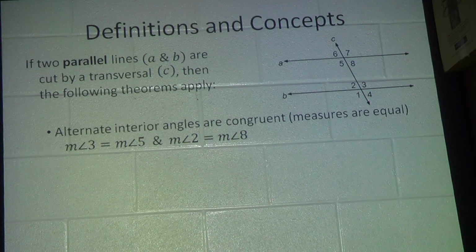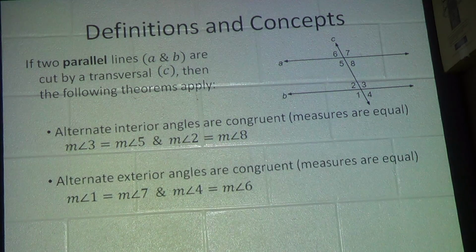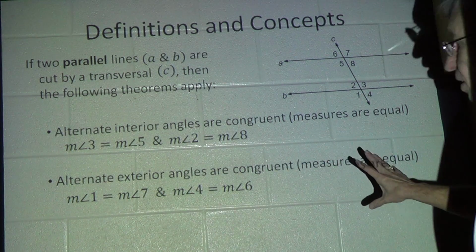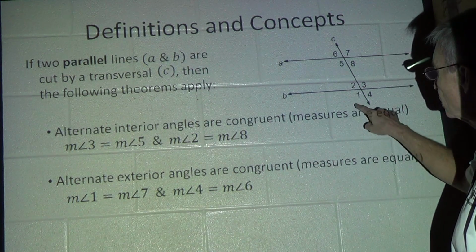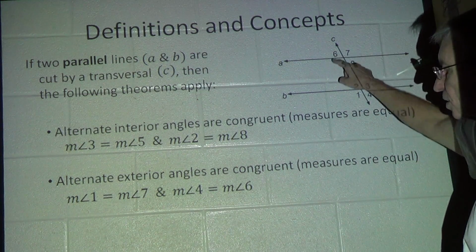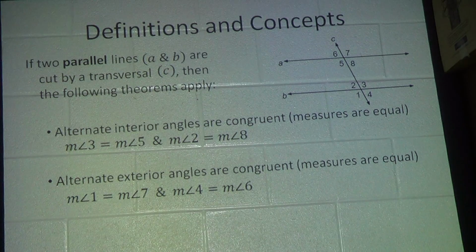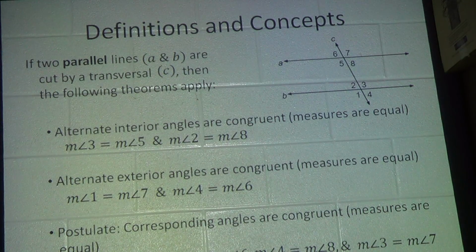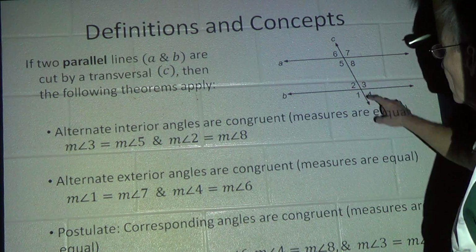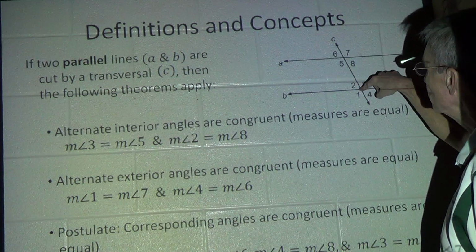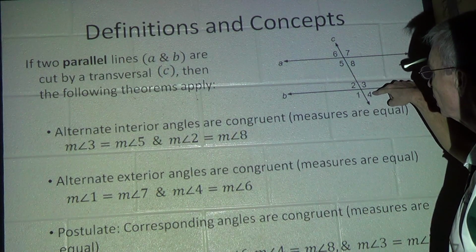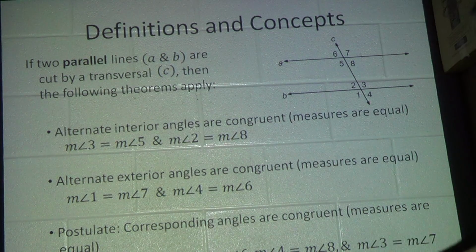Okay? All right, so let's look at the next one. The next theorem says that alternate exterior angles are congruent, so they're talking about 1 and 7, 4 and 6. Okay? That means that they have exactly equal measures. Okay? And then we have a postulate that talks about the corresponding angles like 6 and 2, 1 and 5, 7 and 3, and 4 and 8, which are listed down here. Okay? Those also have to be equal.